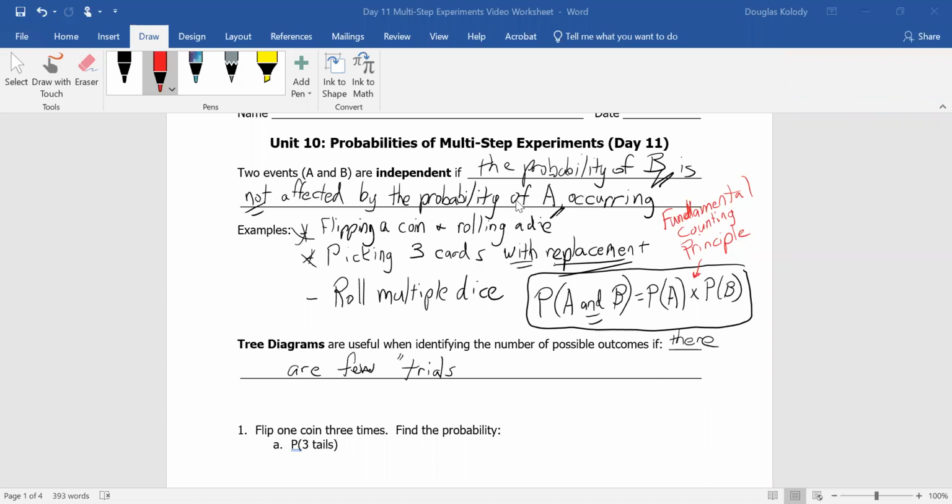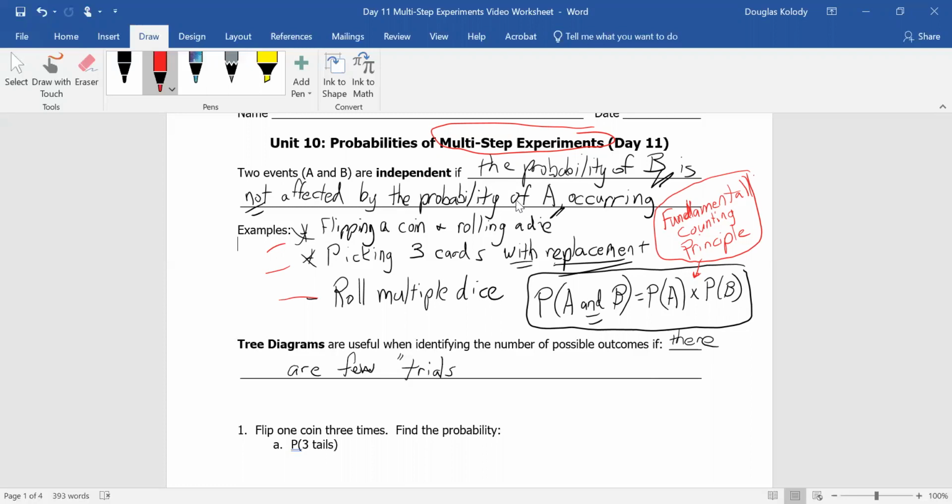Okay, you just got done taking that quiz on single-step experiments and mutually exclusive events. Today, we're dealing with multi-step experiments, which basically means flipping a coin a bunch of times and rolling a die, or rolling multiple dice, or more realistically, drawing multiple cards. Basically, the fundamental counting principle applies here. What's the fundamental counting principle? When you have multiple things going on, how do you find the probability of all of them occurring? You multiply. That's it. This is called multi-step experiments, but it's called the multiplication rule.